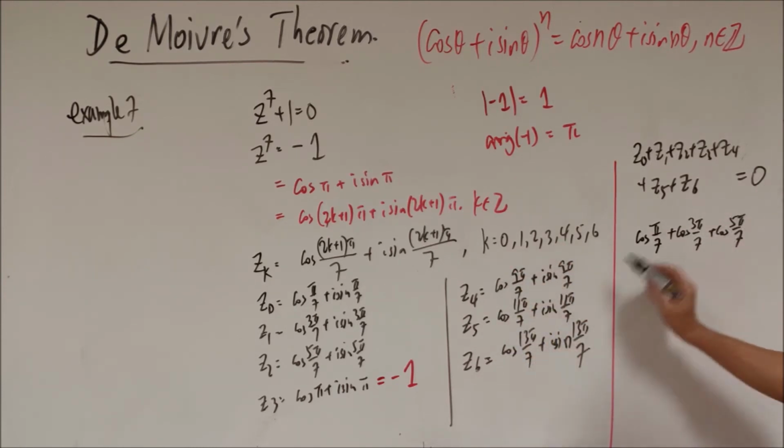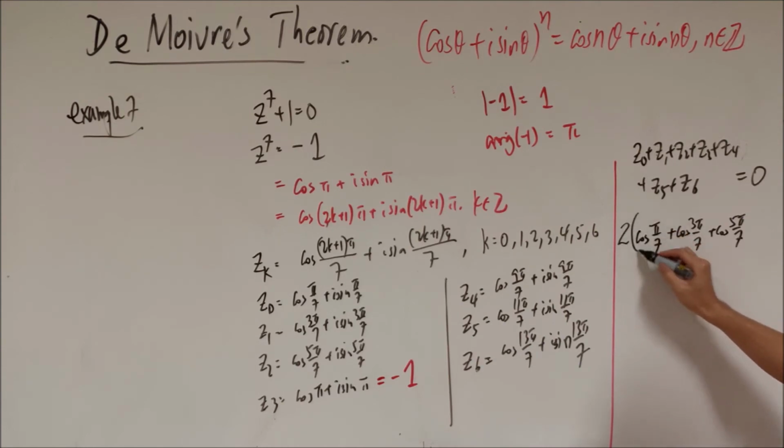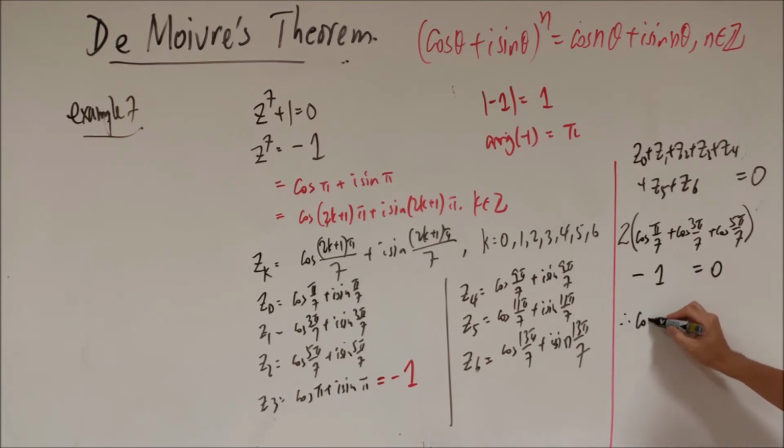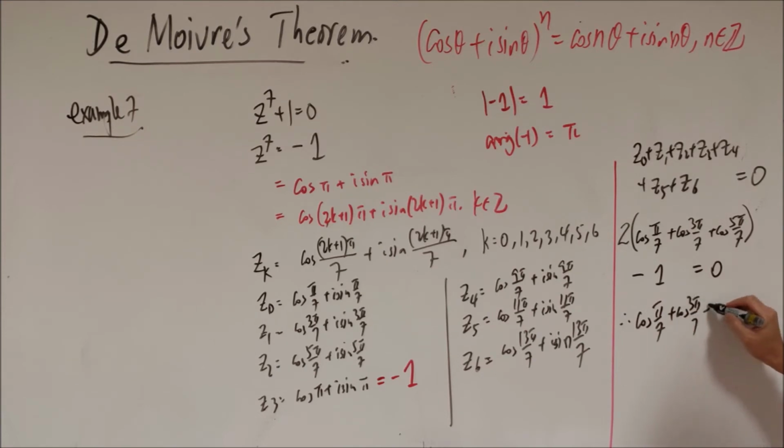And with all of these being the same, it will be double of it, plus cosine π, which is negative 1, equals 0. And therefore, we have cosine π/7 plus cosine 3π/7 plus cosine 5π/7 equals a half.